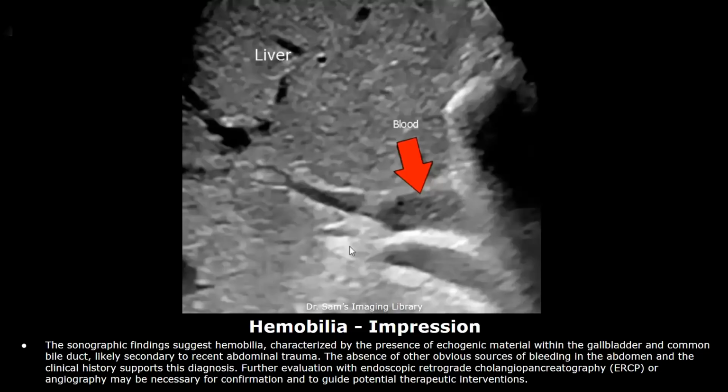This is the impression. The sonographic findings suggest hemophilia, characterized by the presence of echogenic material within the gallbladder and common bile duct, likely secondary to recent abdominal trauma. The absence of other obvious sources of bleeding in the abdomen and the clinical history supports this diagnosis. Further evaluation with ERCP or angiography may be necessary for confirmation and to guide potential therapeutic interventions.